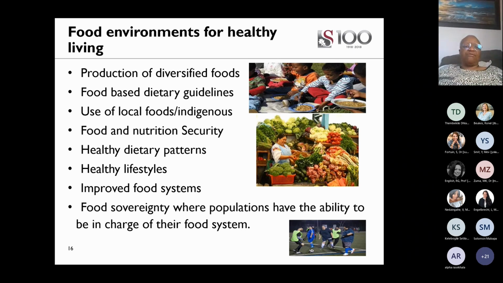We also need to have improved food systems. That includes the use of local foods, where populations have the ability to be in charge of their food. And we can't talk about the food environments for healthy living without talking about healthy lifestyles, as we see in the picture below.